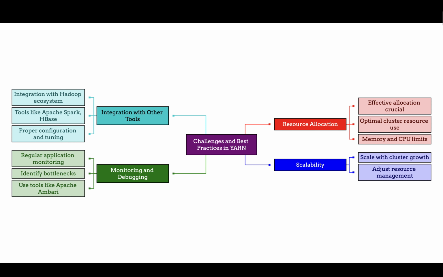Challenges and best practices in YARN. 1. Resource allocation. Effective resource allocation is crucial. It involves configuring YARN to use available cluster resources optimally, like setting appropriate memory and CPU limits for applications. 2. Scalability. As clusters grow, YARN must scale accordingly. It's essential to regularly review and adjust resource management settings to handle the increased load. 3. Monitoring and debugging. Regular monitoring of application performance and resource usage is essential for identifying bottlenecks. Tools like Apache Ambari can be used for monitoring and managing YARN clusters.